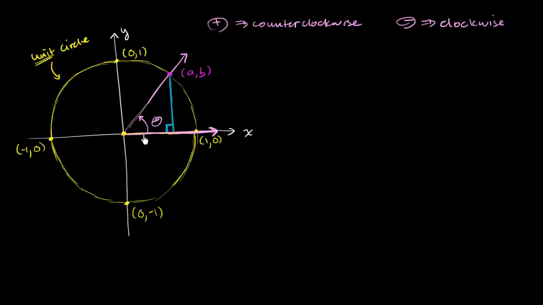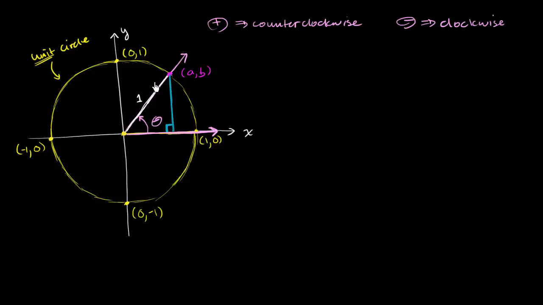So the first question I have to ask you is, what is the length of the hypotenuse of this right triangle that I have just constructed? Well, this hypotenuse is just a radius of a unit circle. The unit circle has a radius of 1, so the hypotenuse has length 1. Now, what is the length of this blue side right over here? This blue side, you could view this as the opposite side to the angle.